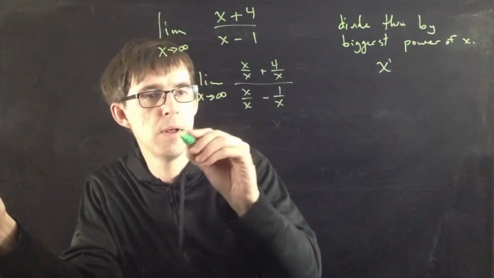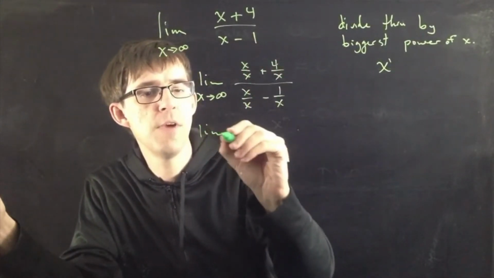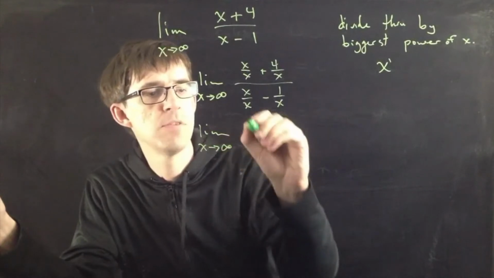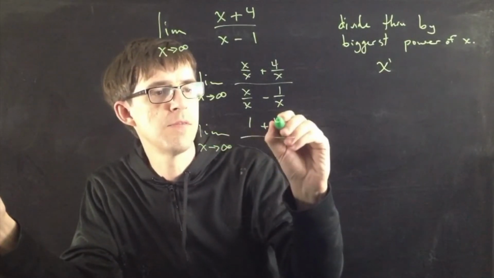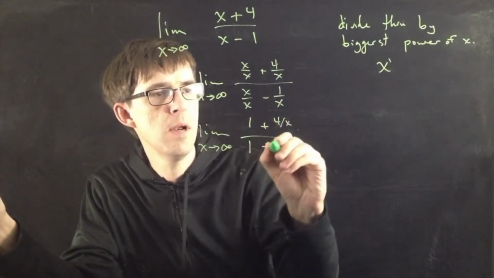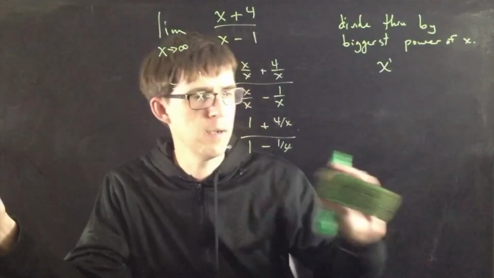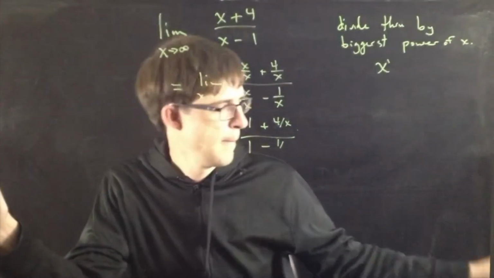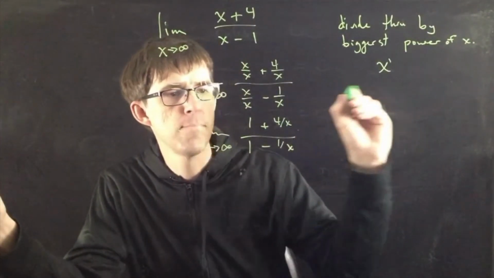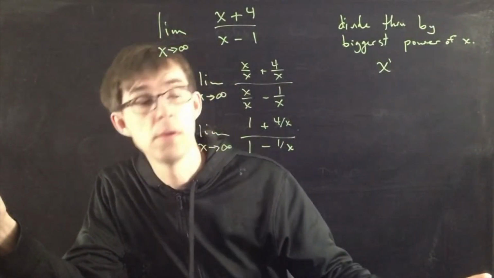So I write x over x plus 4 over x, divided by x over x minus 1 over x. And what do you get? I can simplify these. Of course, x over x is just 1. So I got 1 plus 4 over x. I'm going to leave it like that. Then 1 minus 1 over x. All right, what can we do with this?